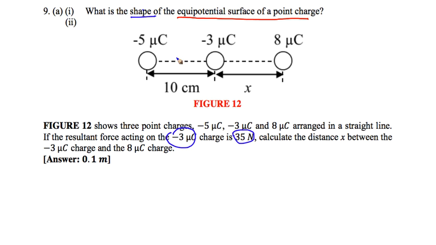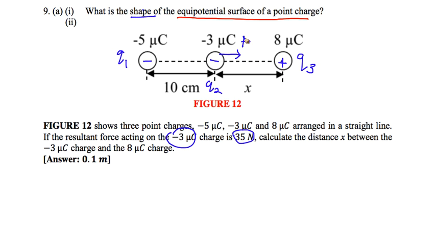So we have two forces acting on the negative 3 microcoulomb charge. The first force comes from the negative 5 microcoulomb charge. Because this is negative and this is negative, the force on the negative charge here is repulsive. Let's say this is q1, this is q2, and this is q3.